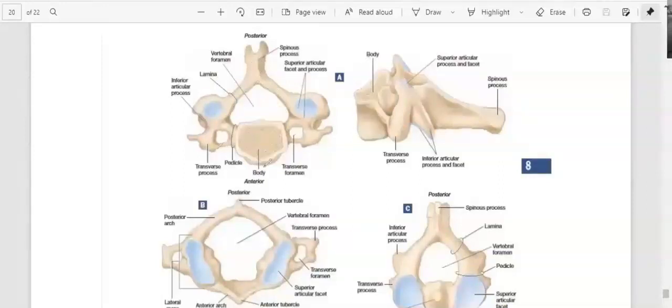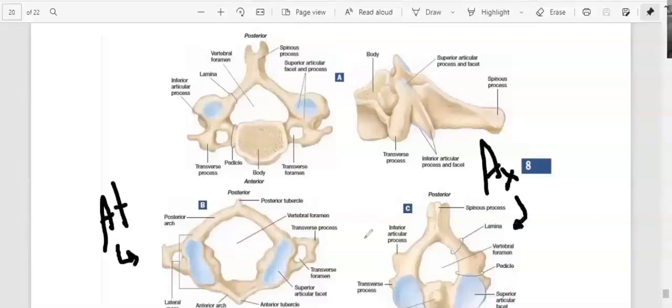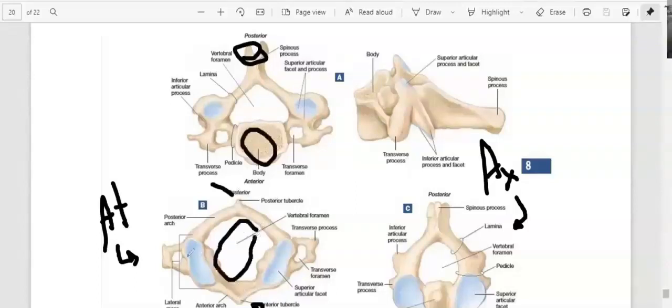The first one is going to be the atlas, this one, and this one right here is going to be the axis. They're going to be somewhat different. So for example, the atlas doesn't have a spinous process. I remember we said this is going to be the process right there. They don't have a process, so this is going to be the posterior tubercle and anterior tubercle. They also don't have a body, but they have a vertebral foramen. Also in the transverse process right here, you're going to have the transverse foramen.